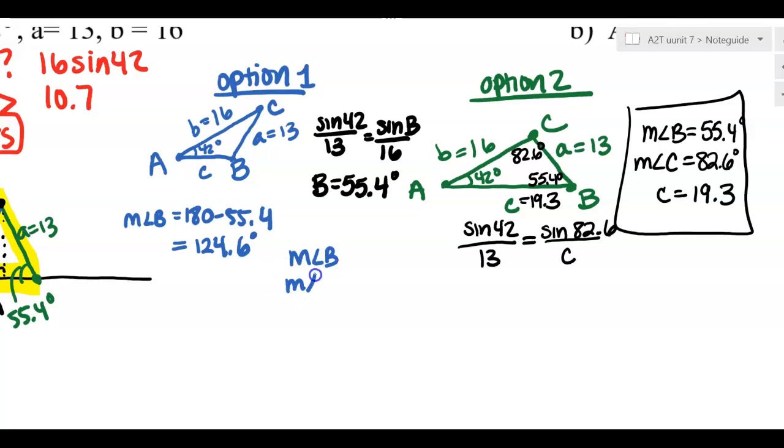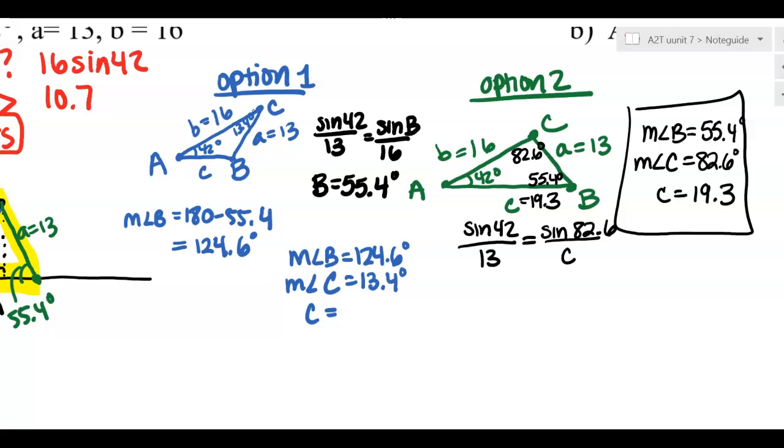So for option 2, I need to find the same pieces of information as I did in option 1. The angle B for this option would be 124.6. And now, just like before, once I have that second angle, I'm ready to roll. I can figure the third angle out, knowing that all the angles of a triangle add up to 180, okay? And then I can use law of sines to get me through the rest of this problem. So I'm going to take 124.6 plus 42 and subtract it from 180. That's going to give me 13.4. So this is 13.4.